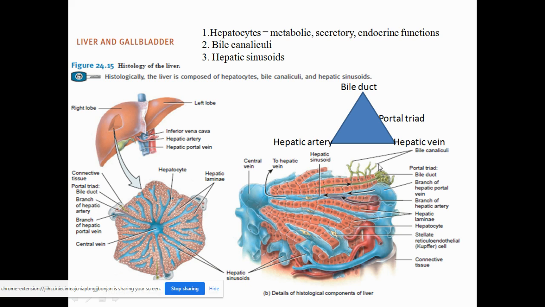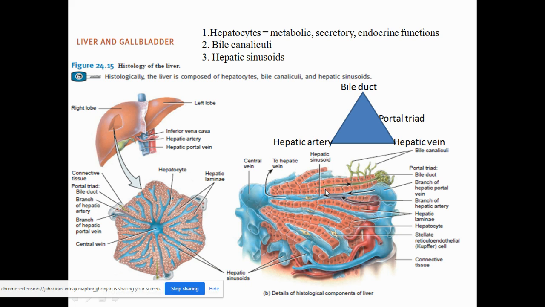They flow into the portal triad. The portal triad is a combination of three things. What are the three things? Hepatic portal vein, hepatic artery, and the bile duct. These three things together are called the portal triad. It is present at the corners. At all the corners, you can see here, here. This is the portal triad, made up of bile duct, hepatic portal vein, and hepatic artery. These three things together form the portal triad.